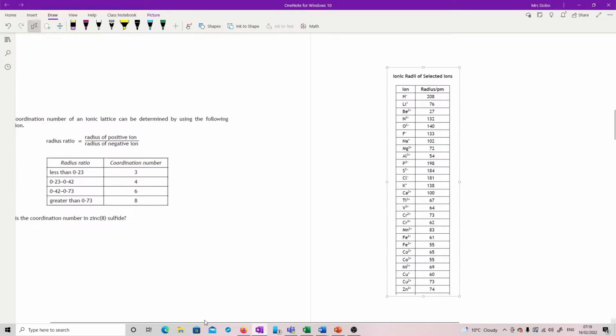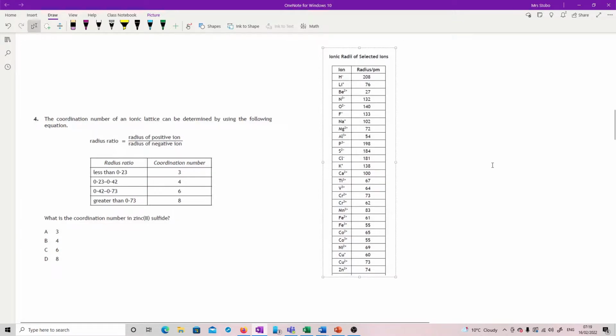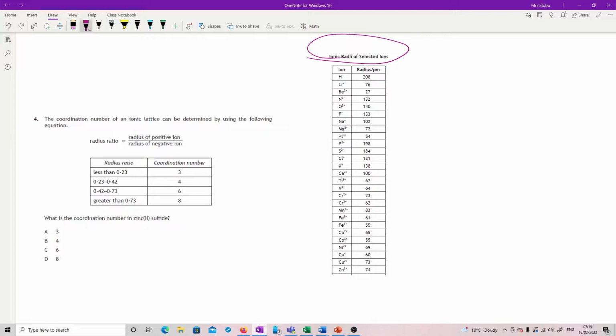Question 4. Right. This says the coordination number of an ionic lattice can be determined by using the following equation. We've got the radius ratio equals the radius of the positive over the radius of the negative ion. And you're asked to work out what is the coordination number in zinc sulfide. To do that, you needed to go looking for the radius of ions. So you had to go to your data book and find ionic radii of selected ions. Now that one's a little bit sneaky because you either have to know it's there or work out that the information could only possibly be in the data book.